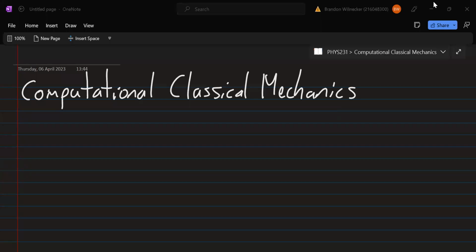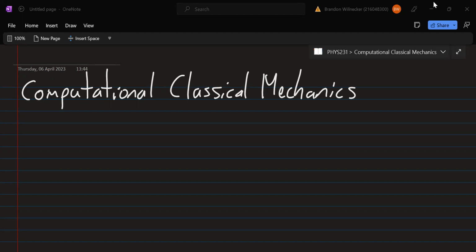Hello. In today's lecture, we're going to be starting on the new chapter called Computational Classical Mechanics. We have started a little bit on this previously when we looked at first order and second order differential equations. And we saw that in some cases we could solve those. They were simple enough to solve, and we took a look at the solutions.